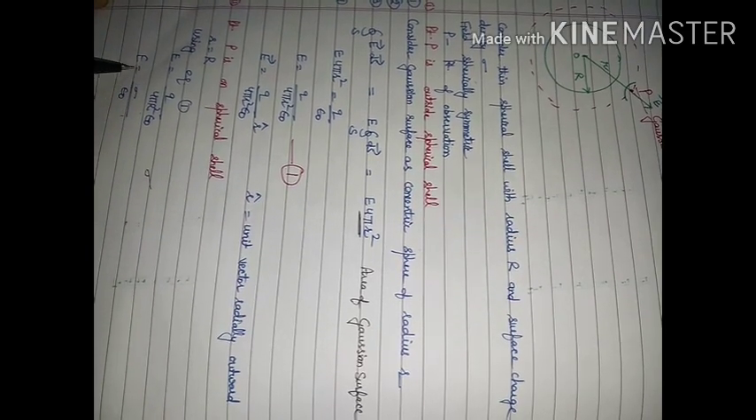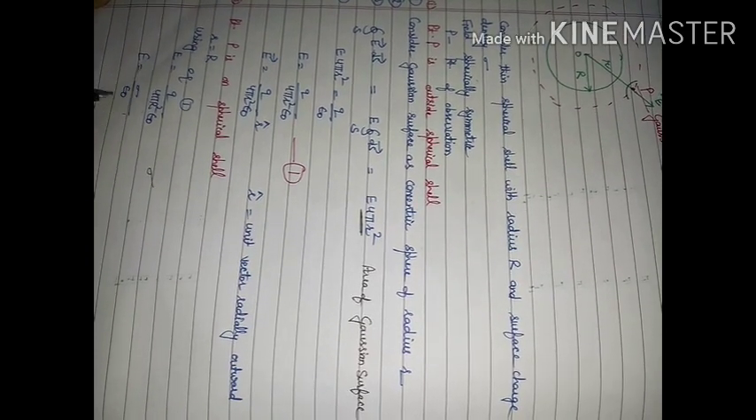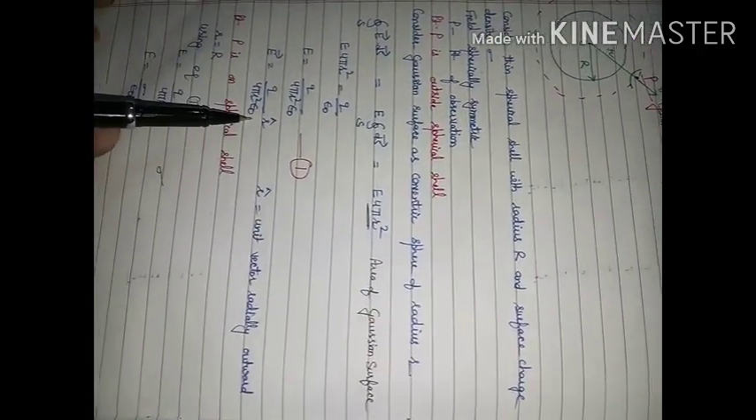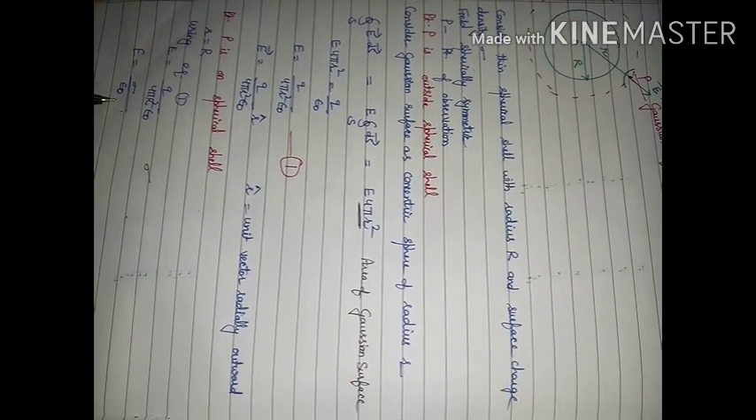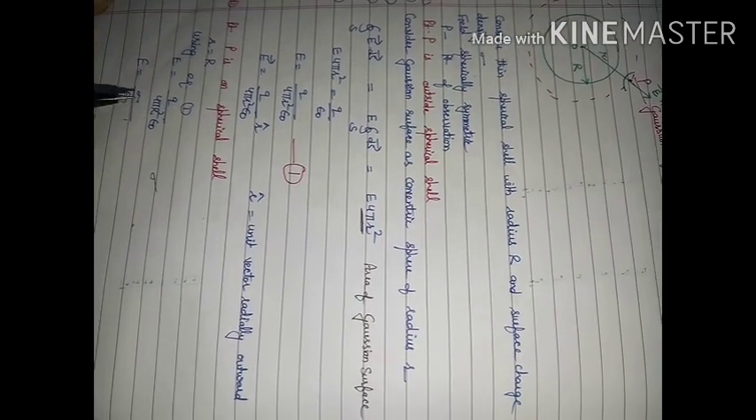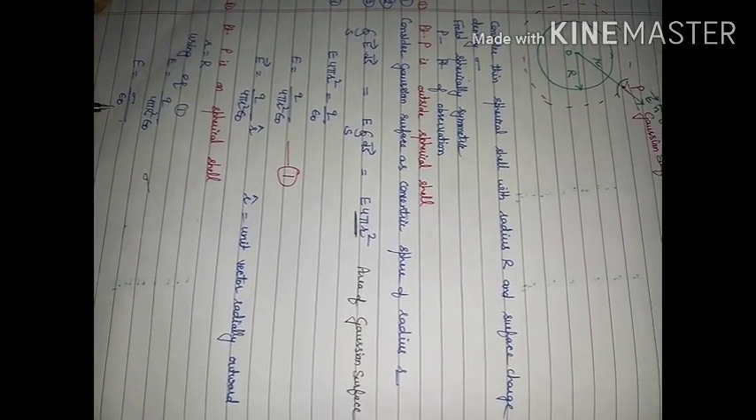This is the maximum value of electric field intensity due to this thin spherical shell. Outside this is coming, on the shell this is coming, and R is greater than this R. So naturally this will be less, this will be more.